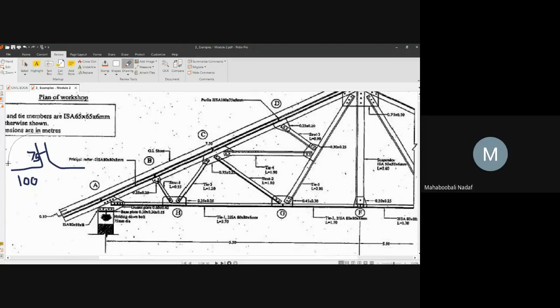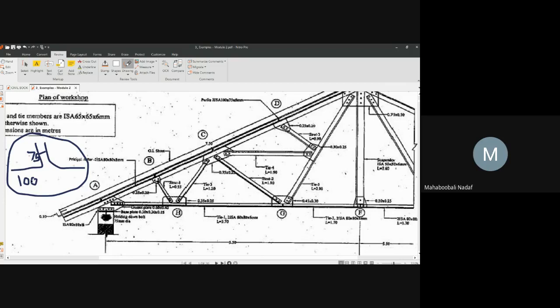You are multiplying 2 coats. How much? 750. Sir, final only is 350, sir. After multiplying, it's 350, sir. Correct. Now we are going to do the correct way.